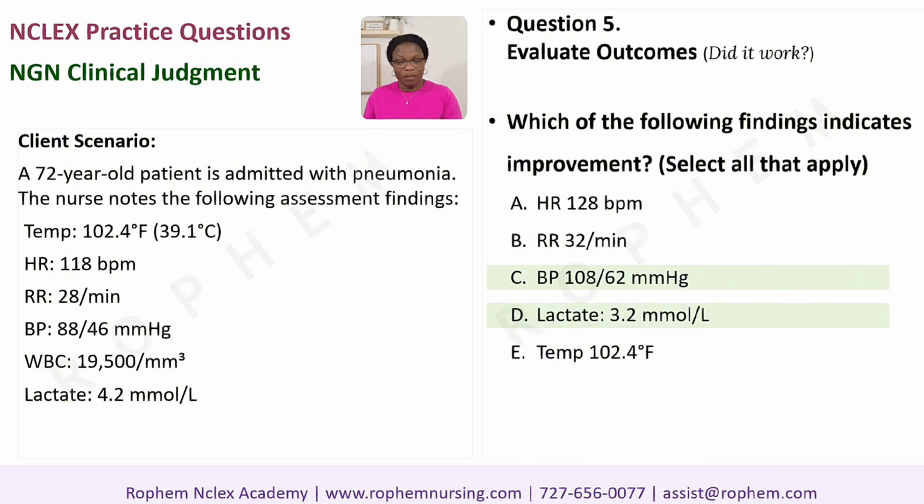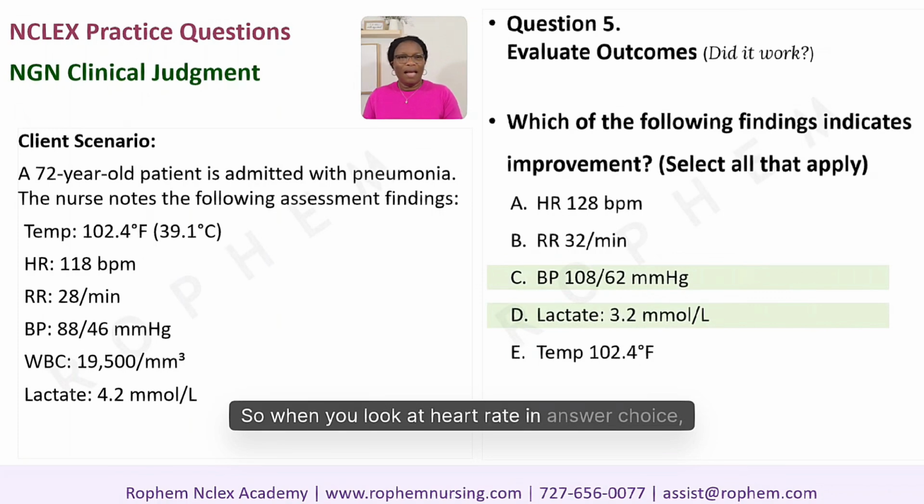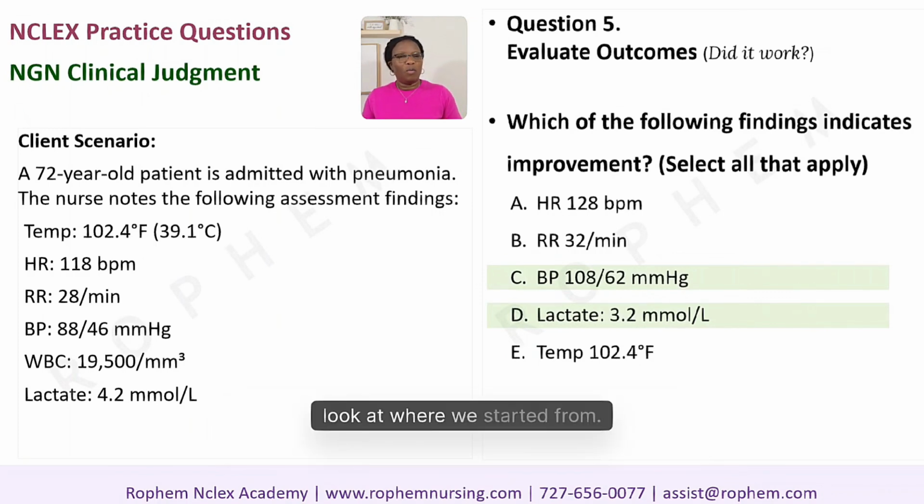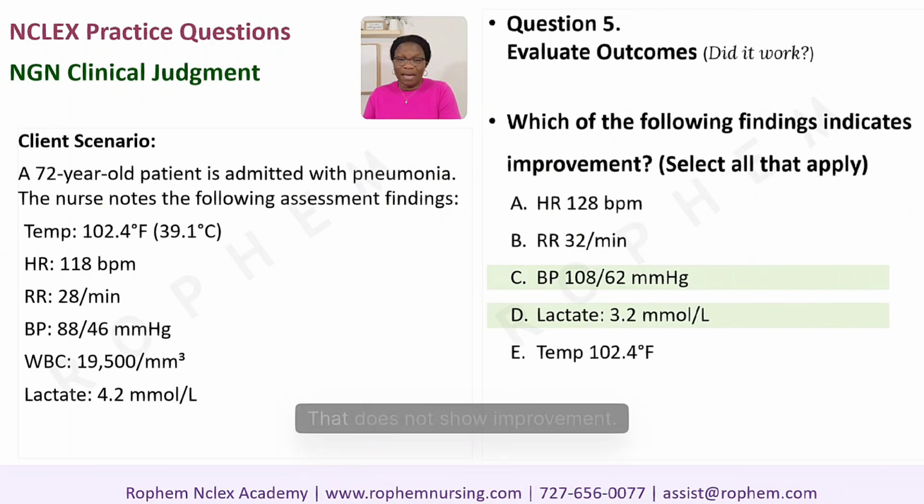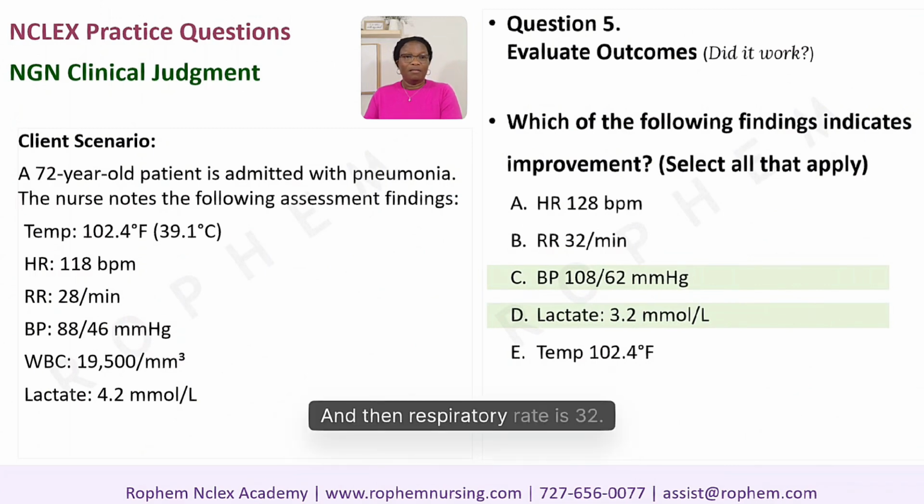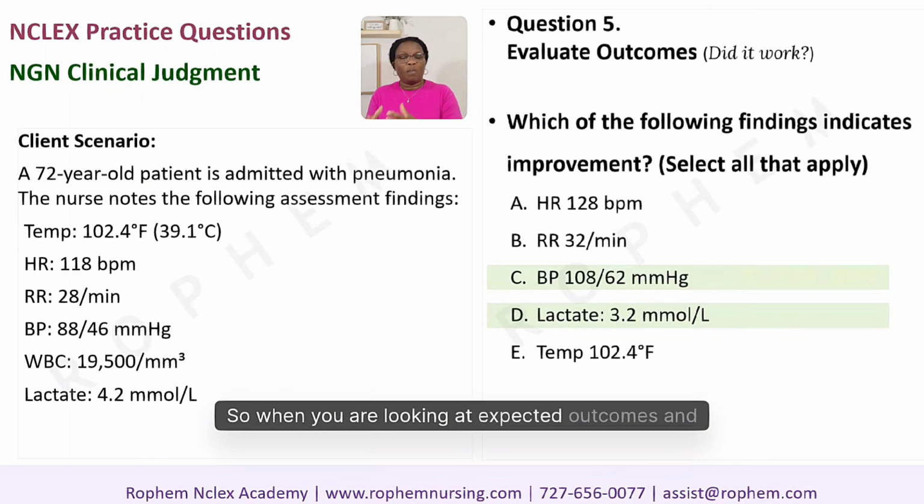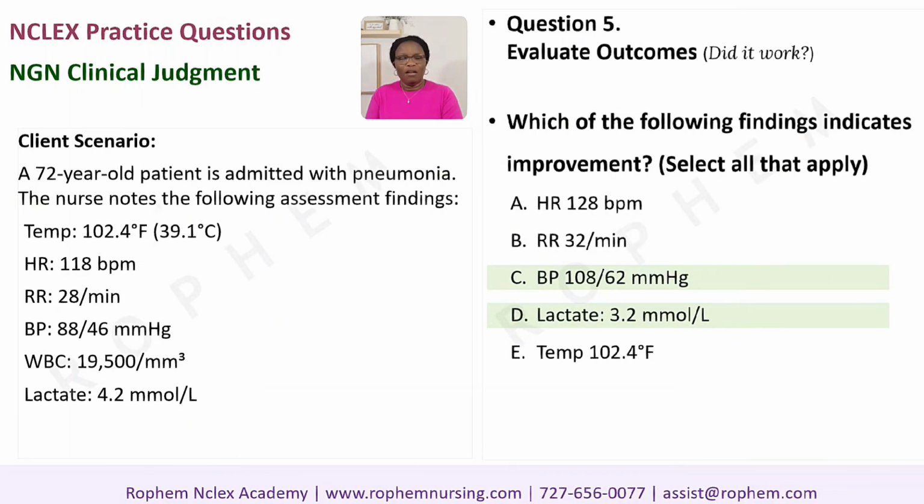So when you look at heart rate in answer choice A, look at where we started from. We started from a heart rate of 118. The heart rate right now is 128. That does not show improvement. And then respiratory rate is 32. It was 28 before. That also did not show any improvement. Now, temperature remains the same, which means that isn't improving at all. So when you are looking at expected outcomes and you look at the signs that actually confirm that everything you have done for your patient is working, the correct answers are C and D.